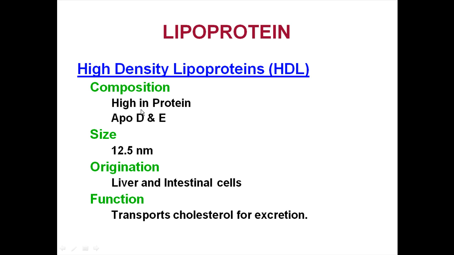HDLs are very high in protein. As you notice, they have one similar but another different identification marker, so that makes them enough different. They're very, very small, 12.5 nanometers.